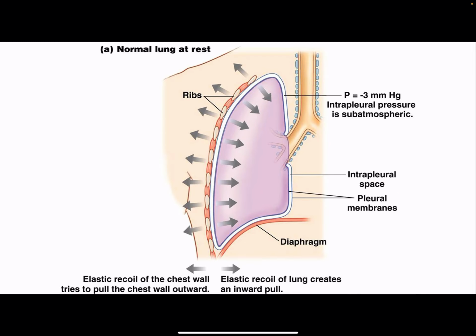This is just a prettier picture. We have this negative pressure. Don't be too obsessed with the numbers. -3, -5, doesn't matter. Outward pull, inward pull is going to be canceled out by this vacuum of the intrapleural space being negative.